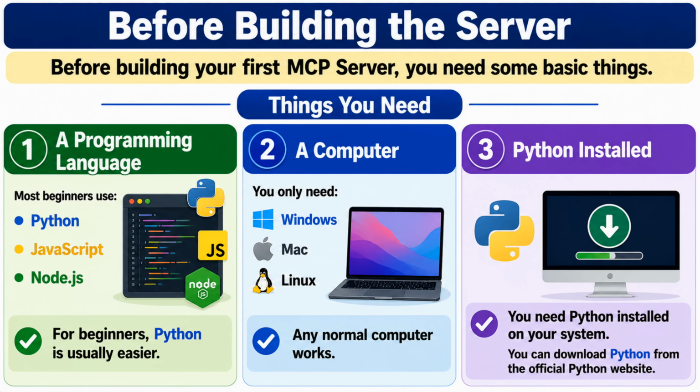Before building your first MCP server, you need some basic things. First one, a programming language. Most beginners use Python, JavaScript, or Node.js. For beginners, Python is usually easier. Second one, a computer. You need Windows, Mac, or Linux. Any normal computer works. Third one, Python installed. You need Python installed on your system. You can download Python from the official Python website.